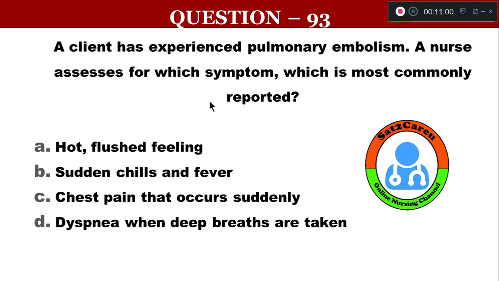Question number 93. A client has experienced pulmonary embolism. A nurse assesses for which symptom, which is most commonly reported. Option A, hot, flushed feeling. B, sudden chills and fever. Option C, chest pain that occurs suddenly. Option D, dyspnea when deep breaths are taken. So in this condition, the nurse should expect option C, chest pain, associated with the pulmonary embolism.